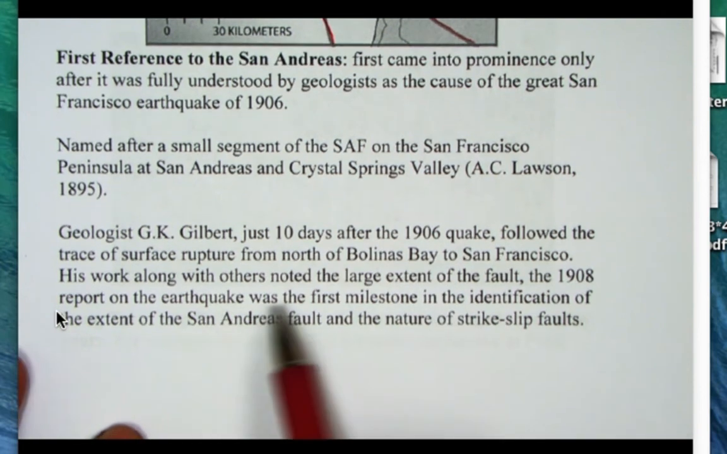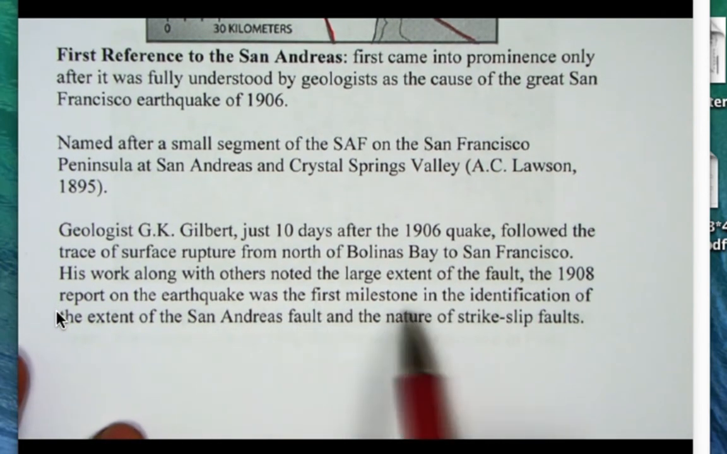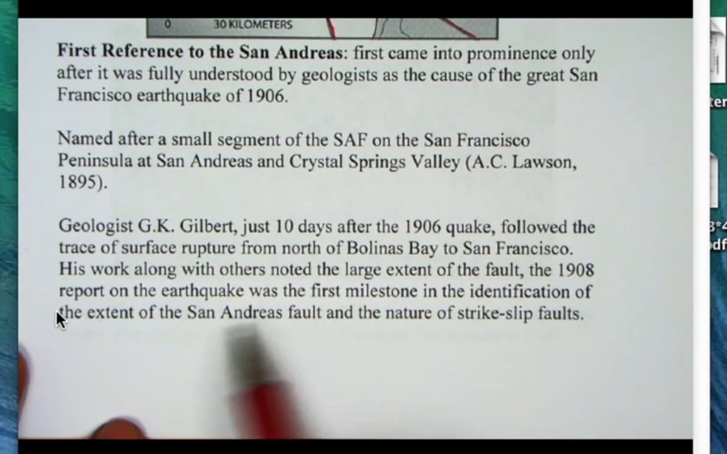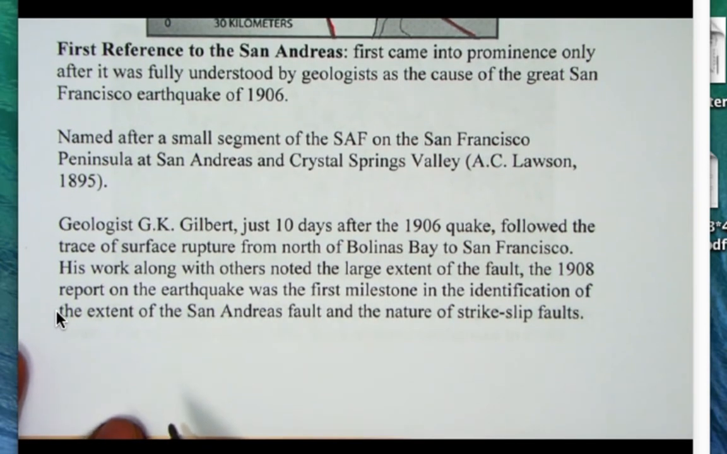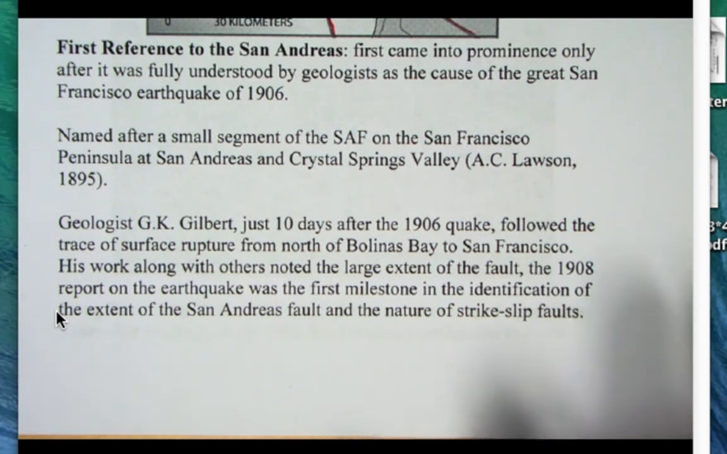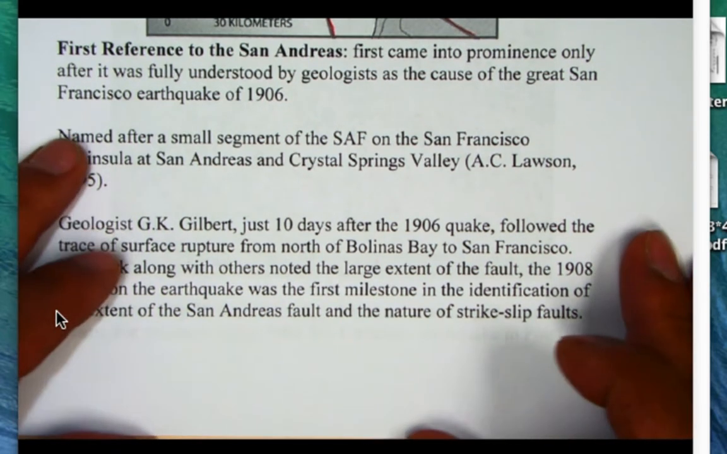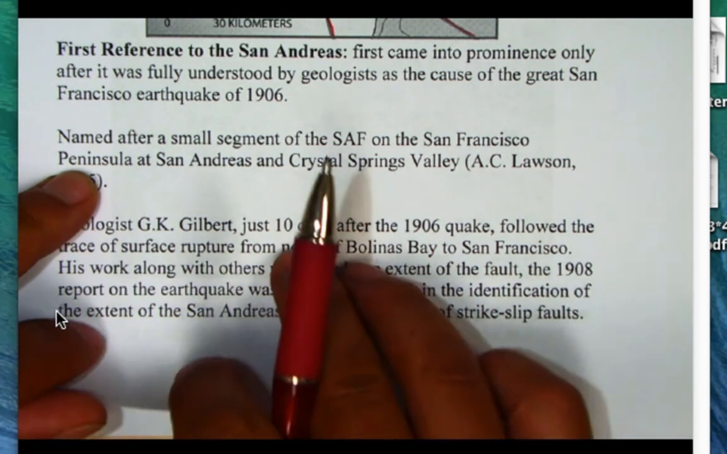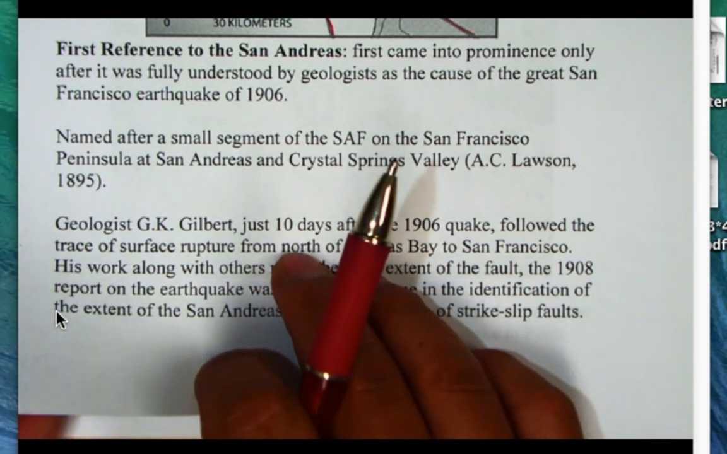His work, along with others, noted the large extent of the fault. The 1906 earthquake report was the first milestone in the identification of the extent of the San Andreas Fault and the nature of these strike slip faults. So people realized that this fault line wasn't local. It's a major geologic feature that really covers two-thirds of the state of California.